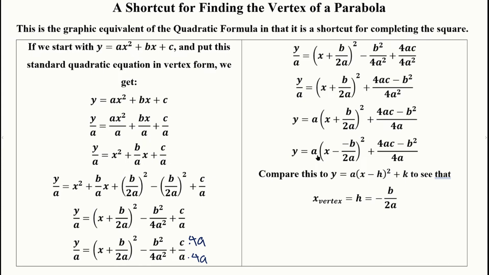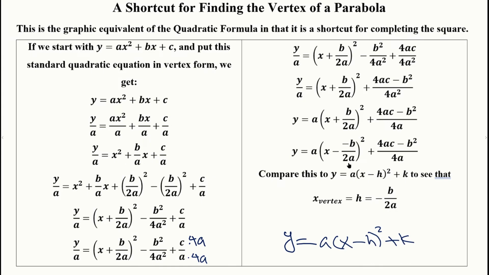So if I write this as, my goal is to get it in this form, right? A times quantity x minus h squared plus k. So I want to write this as a difference, so I get x minus negative b over 2a squared plus whatever that expression is. I'm not really concerned about that, and I don't ever plan to memorize it. But this I'm interested in, because this tells me that this is my h, right? So the x value of my vertex is going to be negative b over 2a.